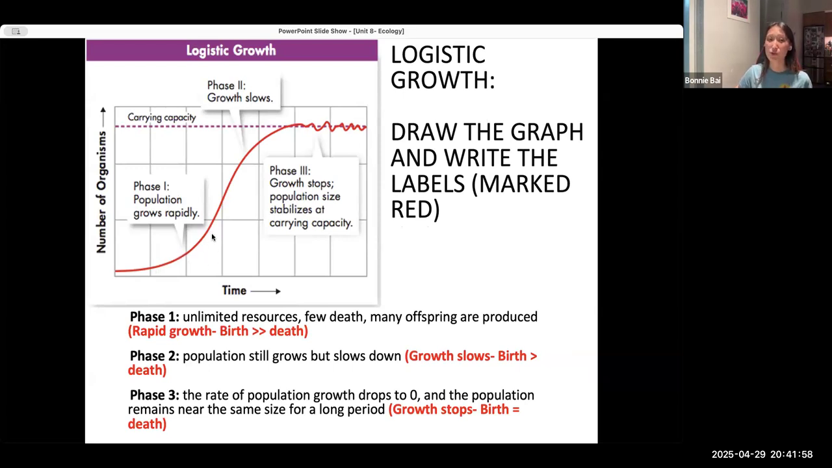But then resources slow down, or maybe diseases start spreading, or maybe the predators find out that this is a fantastic bunny island. Let me eat some bunnies. Pop them like chicken nuggets. Sorry, Marshy. So then the population could still be growing, but the rate of population growth slows down. And then eventually it stops.